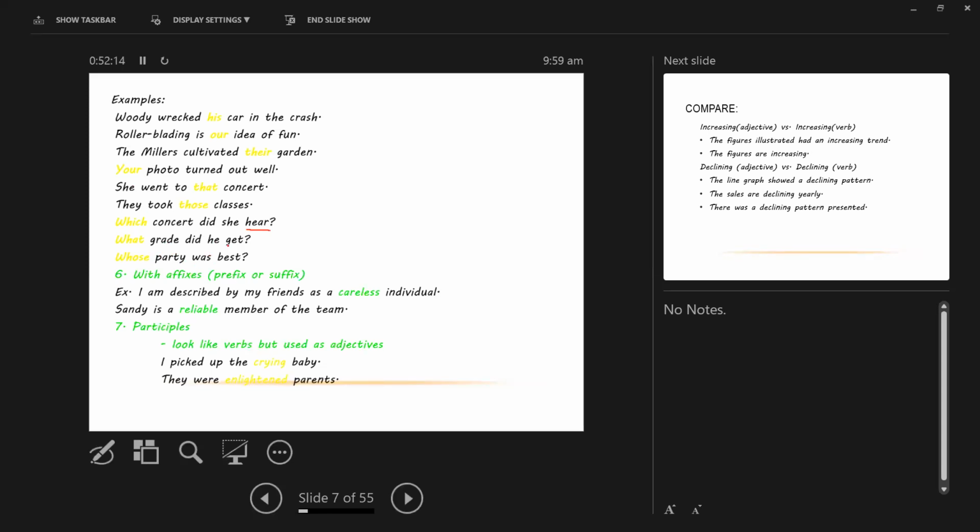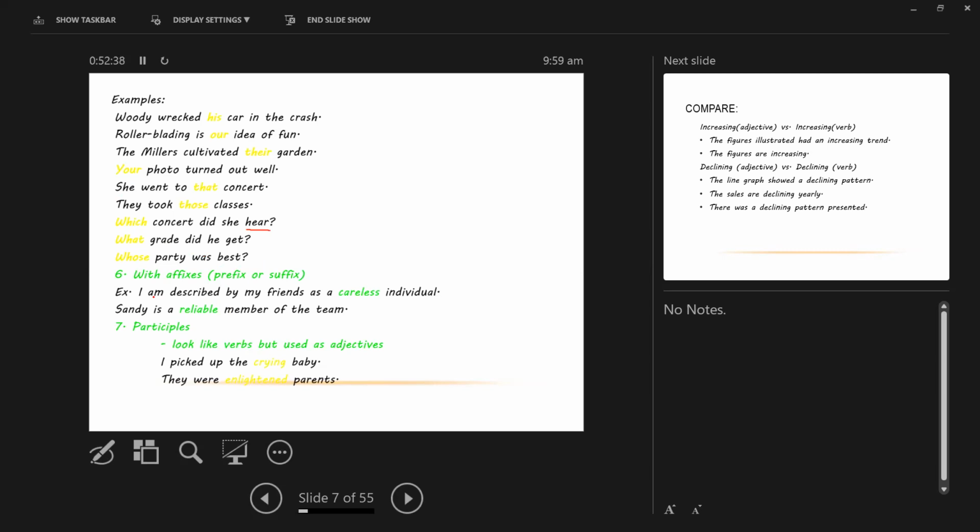What grade did he get? The word what is an adjective, but it's used in an interrogative sentence, and it is possible. Whose party was best?